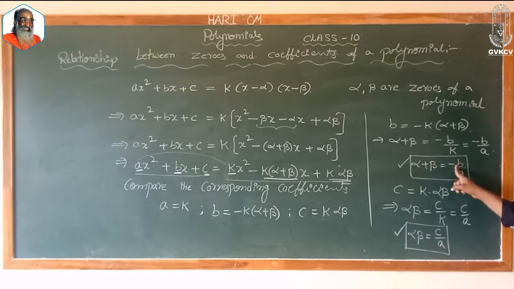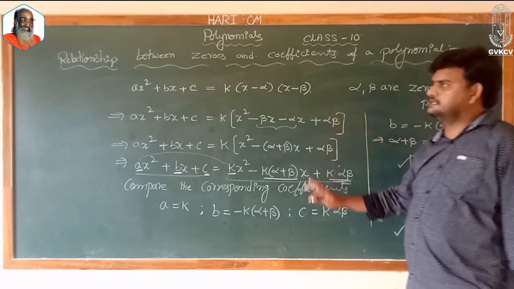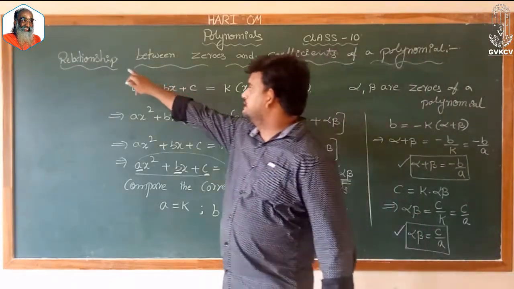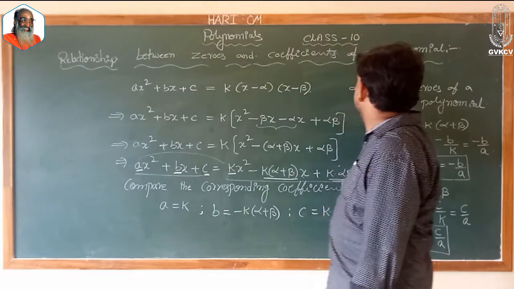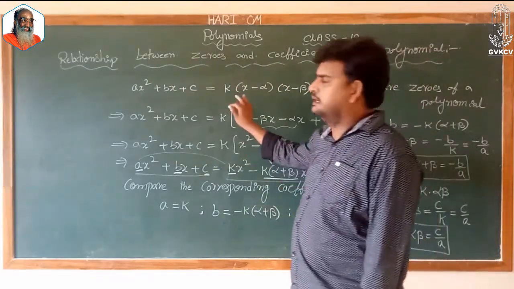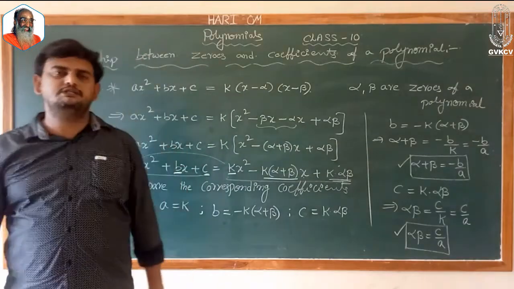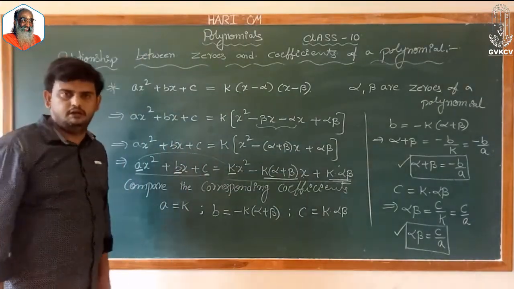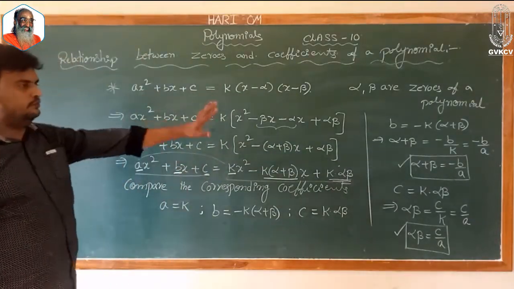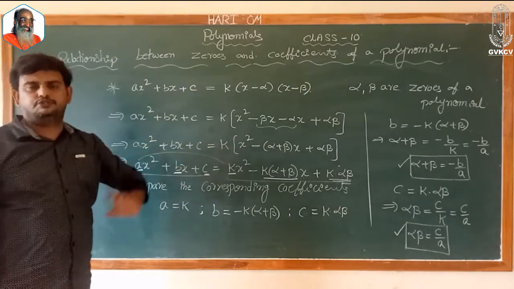b is nothing but the coefficient of x. a is nothing but the coefficient of x square. c is nothing but the constant term. This is the general procedure for finding the relationship between zeros and coefficients of a polynomial. This is particularly about a second degree polynomial, a quadratic polynomial. This you need to have in notes.